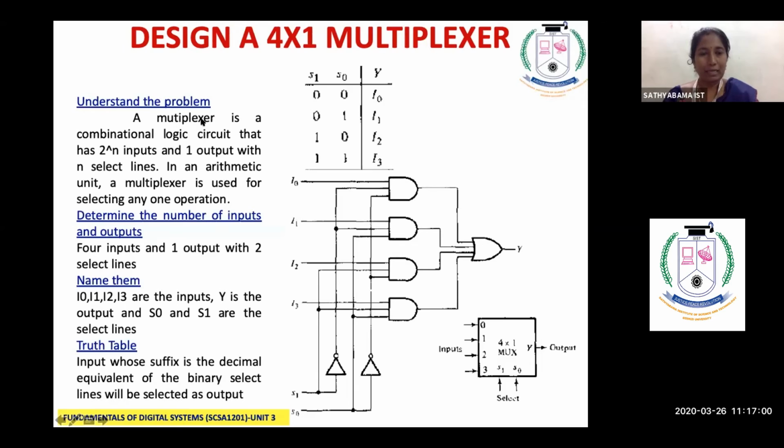So a multiplexer is a combinational logic circuit that has got 2 power n inputs and 1 output with n select lines. And already we have determined the number of inputs and outputs, 4 inputs, 1 output. But here you have one more in multiplexer, and that is select line. So here we have to define select lines also. So 4 inputs, 1 output and 2 select lines.